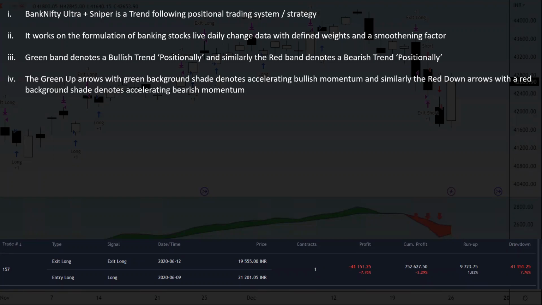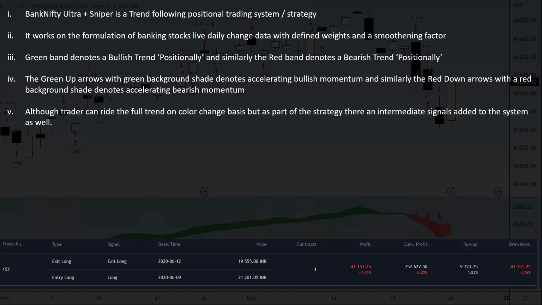The green arrows, as I told, denote the uptrending market, and the red arrows denote the downtrending market with accelerated momentum. For example, the green arrows with the green shade mean accelerating in the uptrend. Red arrows in the red shade area show acceleration in the bearish momentum. Although the trader can ride the full trend, मतलब यहाँ से green है तो वो पूरा last तक जा सकता है, color change तक.